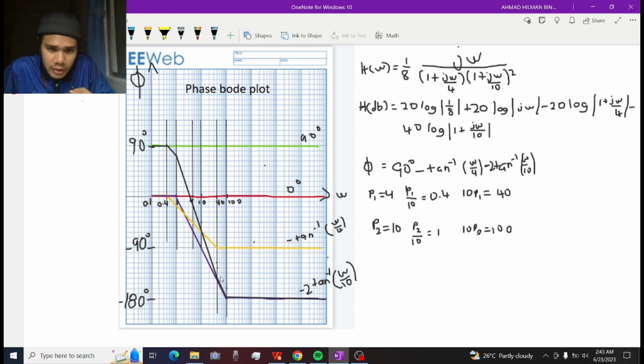So for the next point from 40 to 100, we have already calculated it is negative 36 degrees, so we just plot it from 40 to 100, and then the rest will remain negative 180 degrees.